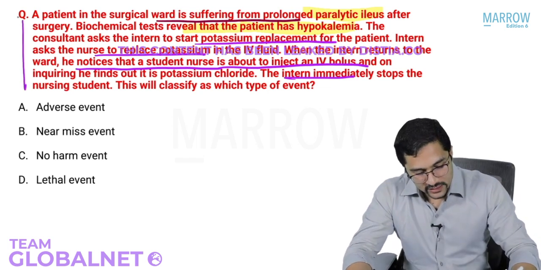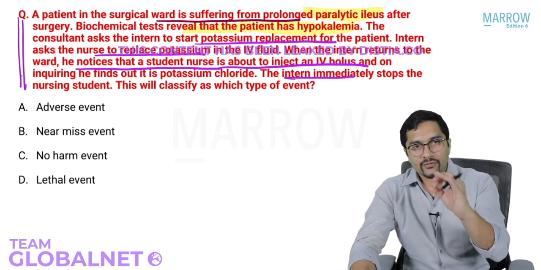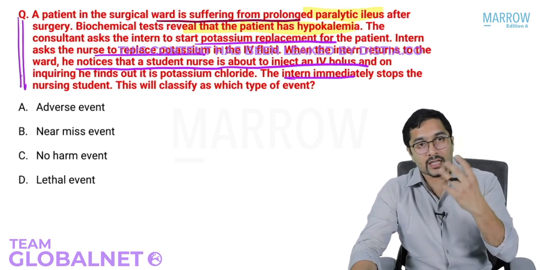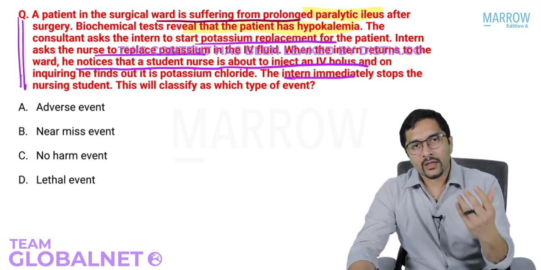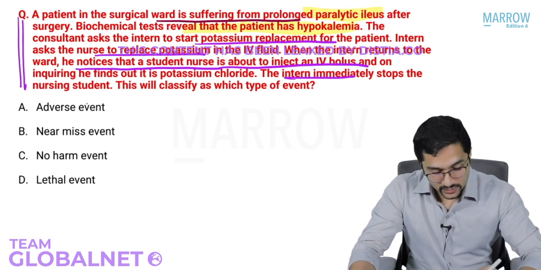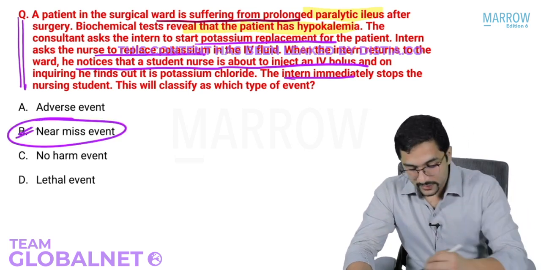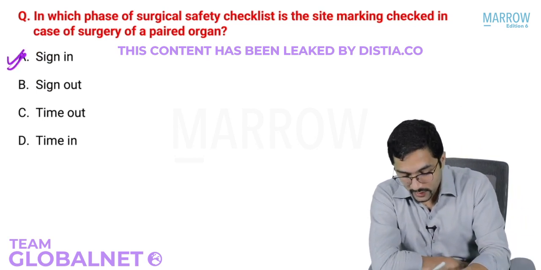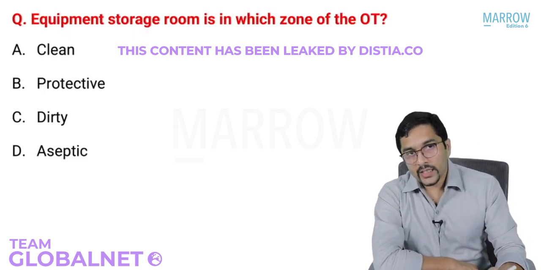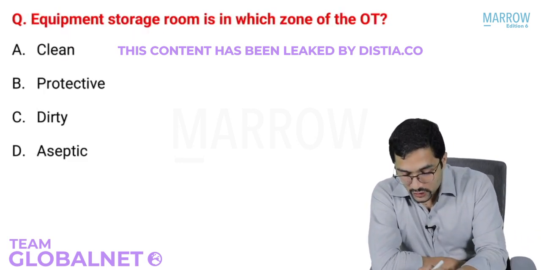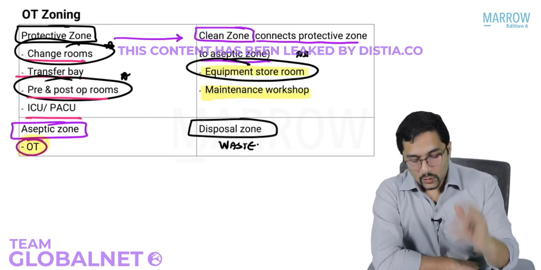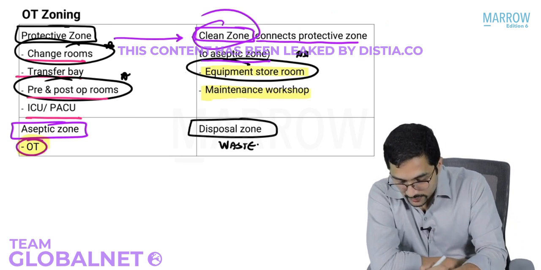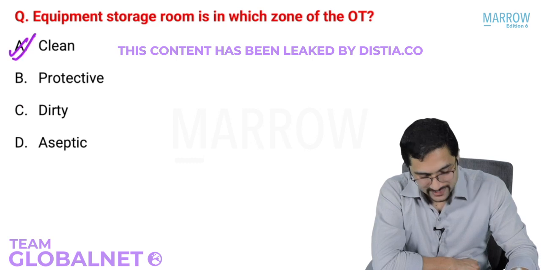So these clinical questions, you should identify the key words. And if you identify the key words, then you can find out the answer. So here, there was an unwanted incident which was about to happen, but it has been prevented. So this is going to classify as a near miss event. In which phase of the surgical safety checklist is site marking checked? This is the sign-in phase. This I've already told you. Equipment storage room is seen in which zone of the theater? So I've already discussed the zones of the theater, and I've told you that the clean zone is the one where equipment storage room is present. So the equipment storage room is present in the clean zone.